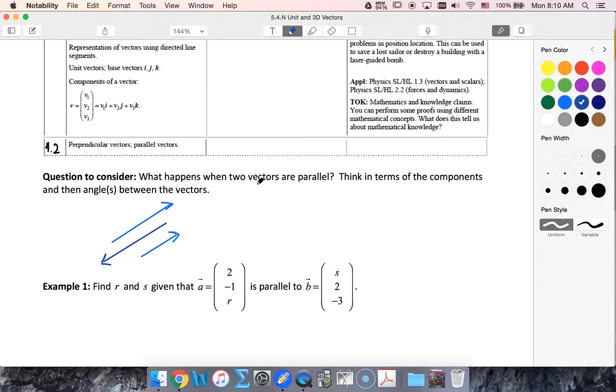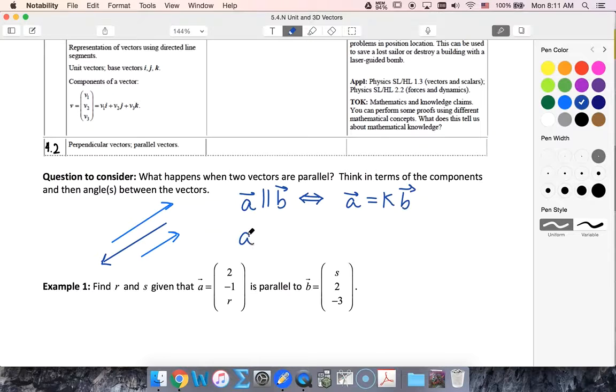So two vectors are parallel, so I could say that vector A is parallel to vector B if and only if A is a scalar multiple of B. If I think about what this means in terms of my dot product, I know that if these two vectors are parallel, the angle between them is either 0 or 180.